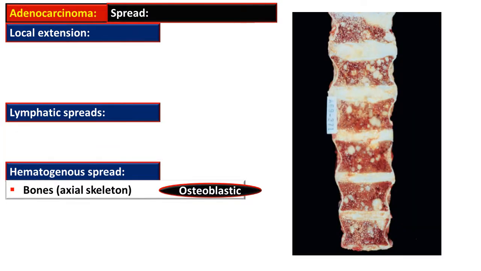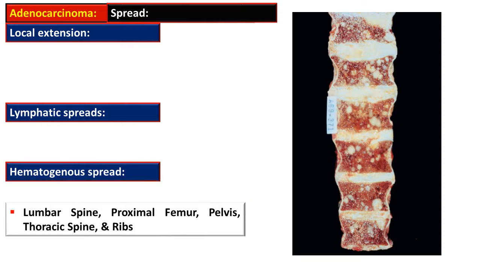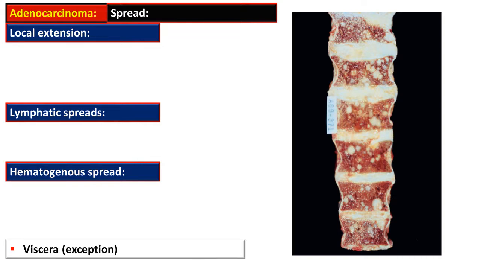Bone is the most common site for its metastasis, and the characteristic lesions in the bone are osteoblastic, and the bones that are involved usually are the axial skeleton. The osteoblastic lesions are due to activation of the Wnt signaling pathway in the osteoblast. The bones that are affected are lumbar spine, proximal femur, pelvis, thoracic spine and ribs, and viscera are also involved, but exceptionally.